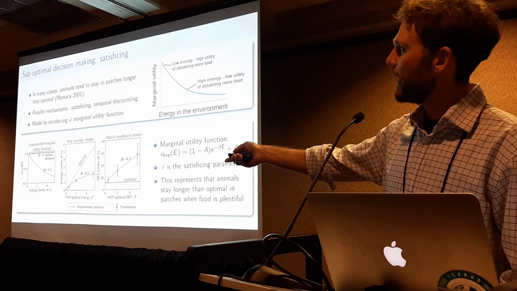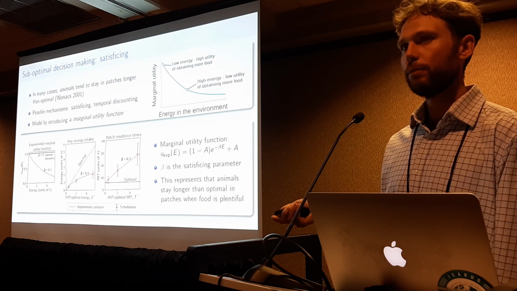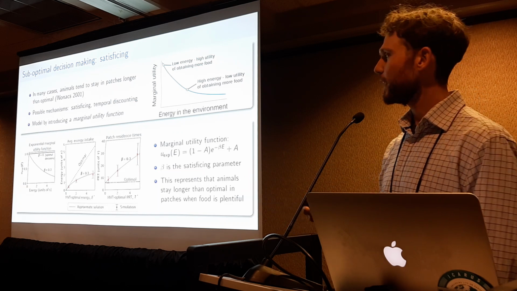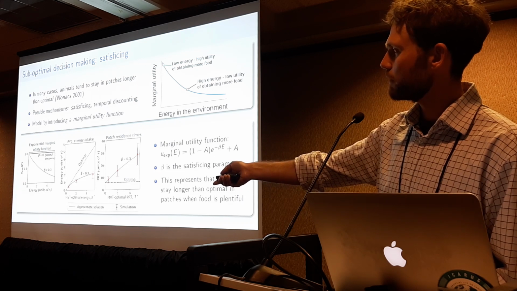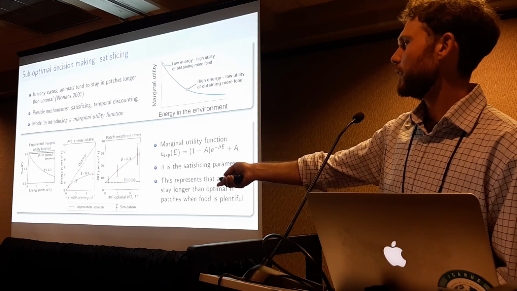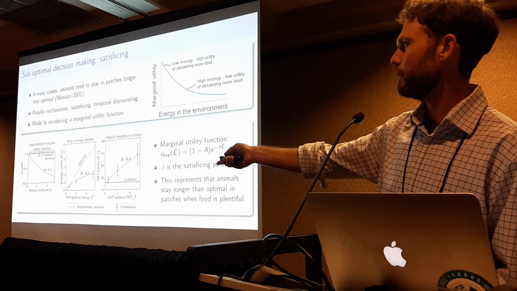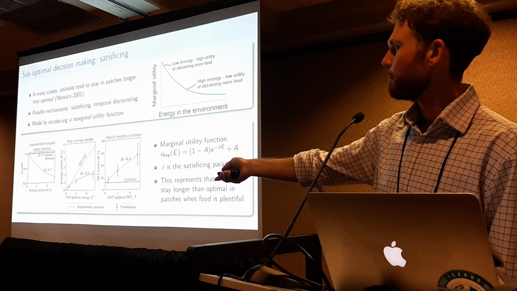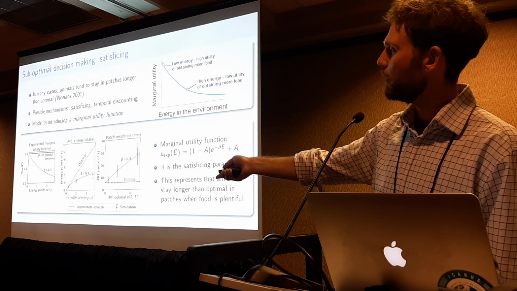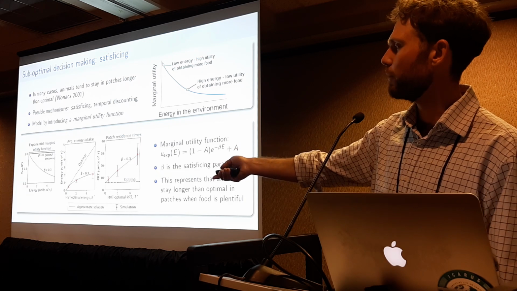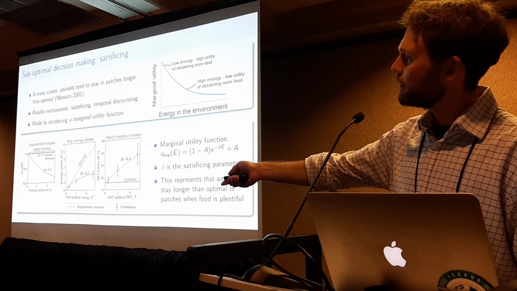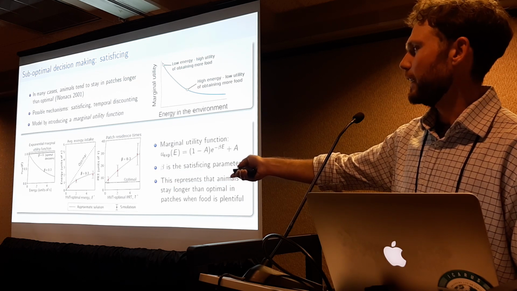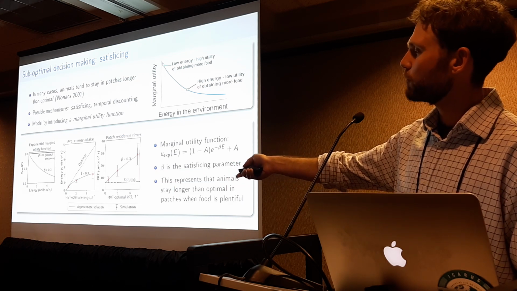So here I can plot the average energy intake and patch residence times predicted by the model when we put in this satisficing mechanism. Here's energy, and this curve is optimal. And here's the patch residence time that would be optimal. And here's what's plotted from the model and the simulations. So we see suboptimal energy intake and longer than expected patch residence times.